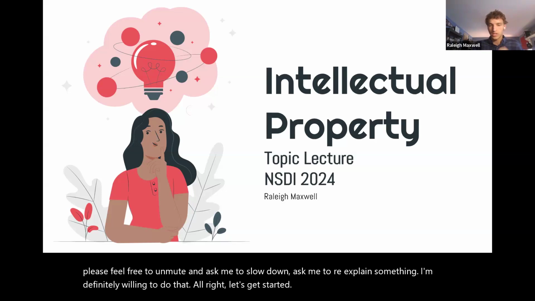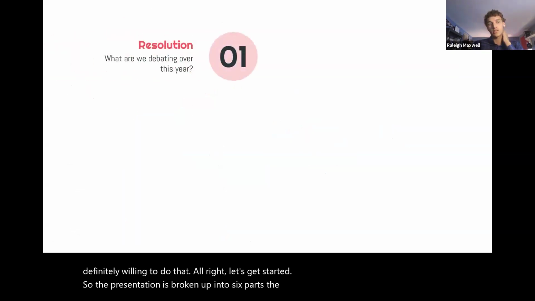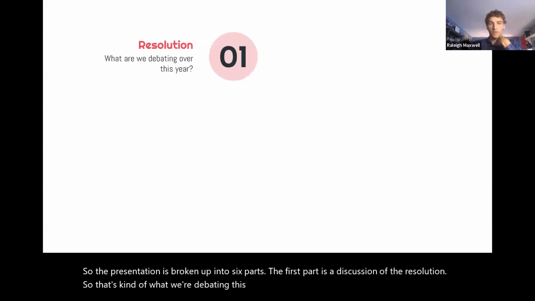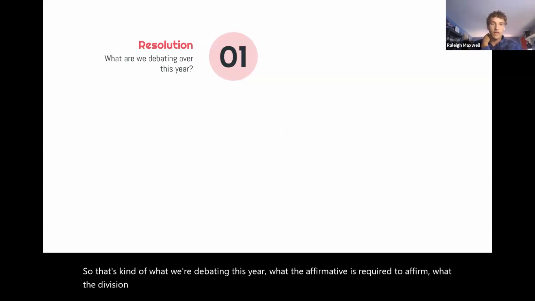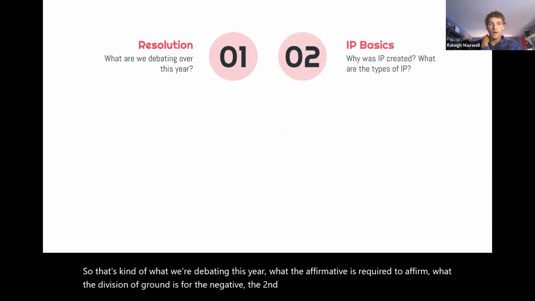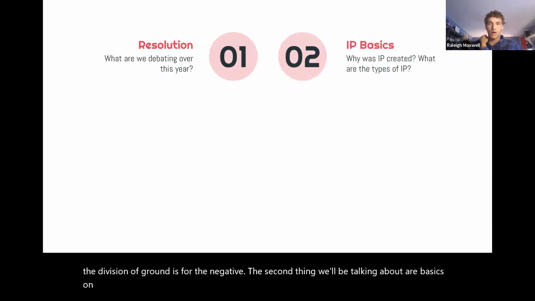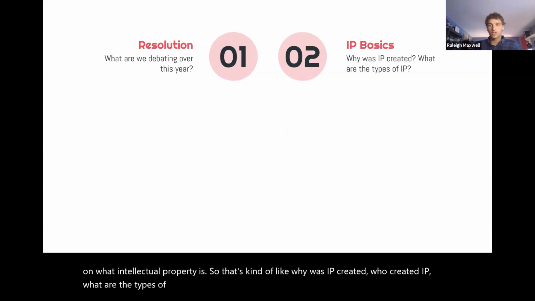So the presentation is broken up into 6 parts. The first part is a discussion of the resolution. So that's kind of what we're debating this year, what the affirmative is required to affirm, what the division of ground is for the negative. The second thing we'll be talking about are basics on what intellectual property is. So that's kind of like, why was IP created? Who created IP? What are the types of IP? Just really important concepts to kind of grasp the basis of the topic.